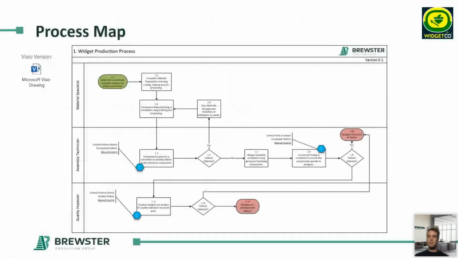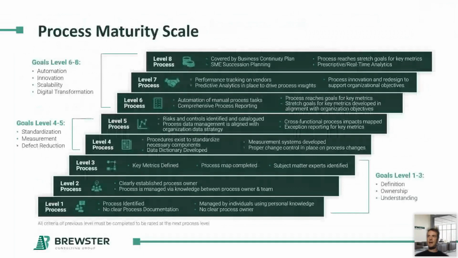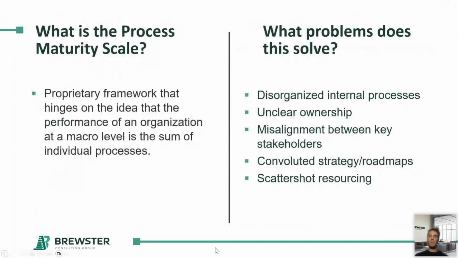Sorry. Let me go back here, I scrolled down by accident. There was the process maturity scale. You got a glimpse of it before I got into it here. What problems does this solve, right? What problems does process maturity solve? Well, number one, it helps to solve disorganized internal process. It really provides a collaborative, standardized organizational approach to developing your own internal processes, right? Another problem it solves is unclear ownership. It places ownership instead for developing processes clearly on process owners and on your leaders.